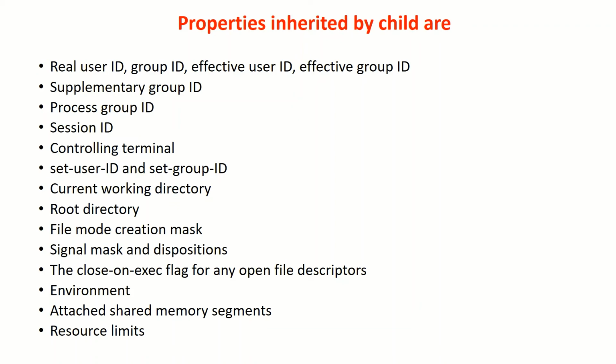Then you can set the different types of IDs: one is the user ID, one more is the group ID, set using UID and GID for the process. Then the current working directory of that process, where the information is held. Then the root directory. Then the file mode creation mask: for file operations, which operations are masked and which are unmasked, that mode should be set with different values.